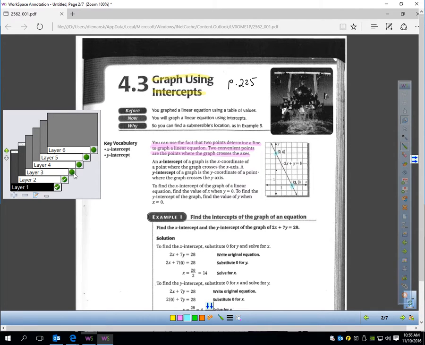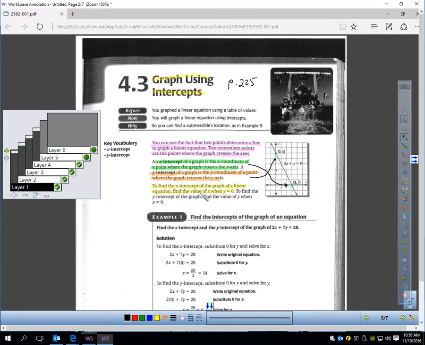Those 2 points have a name. You've already learned it in lesson 4.1. This point here is the x-intercept. The x-intercept is where my graph crosses the x-axis. The y-intercept, that would be this point here. That's where the line crosses the y-axis. If we know those 2 points, we could plot them and draw a line through them, put arrows at the end, and we have a graph.